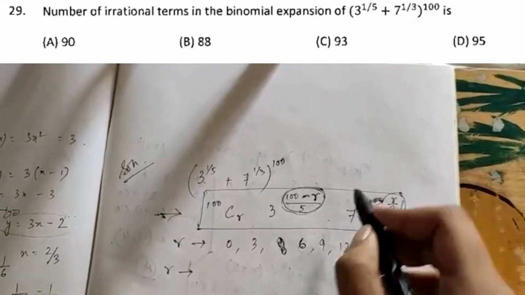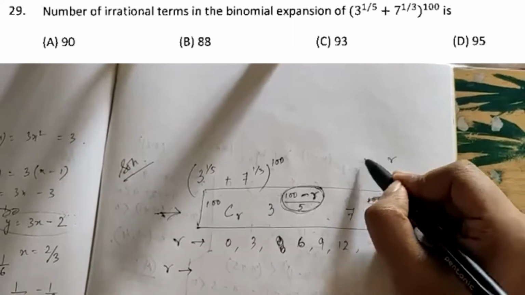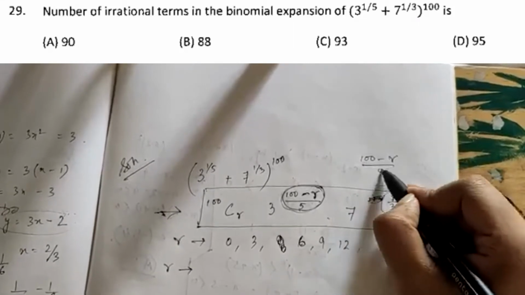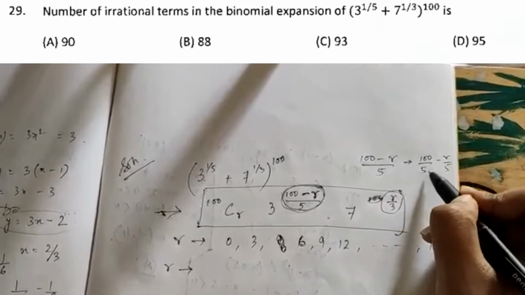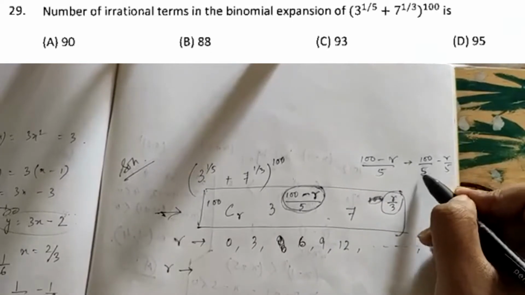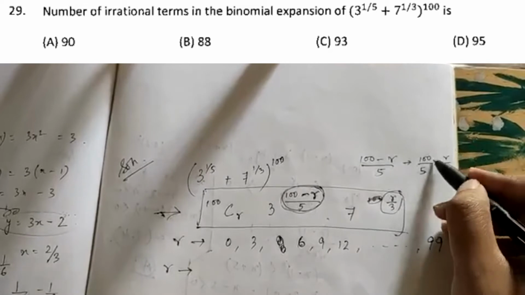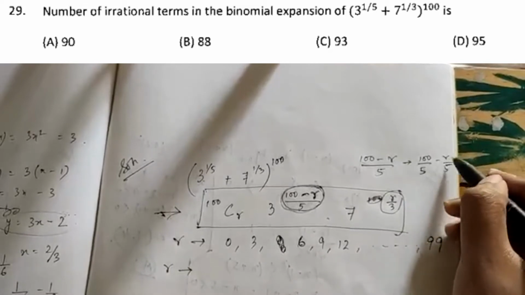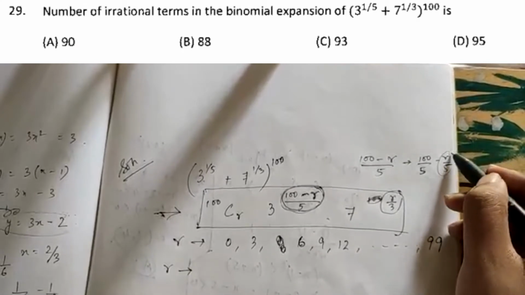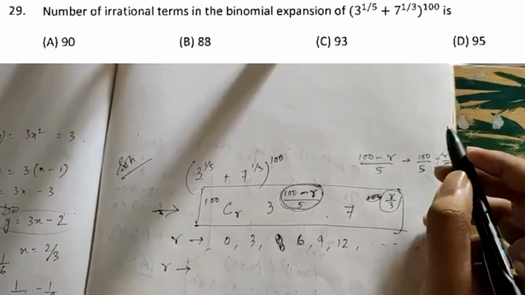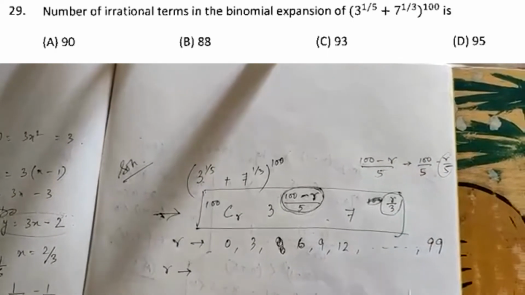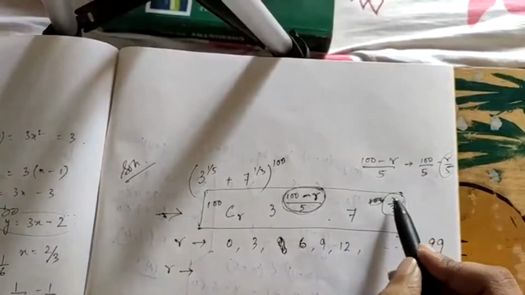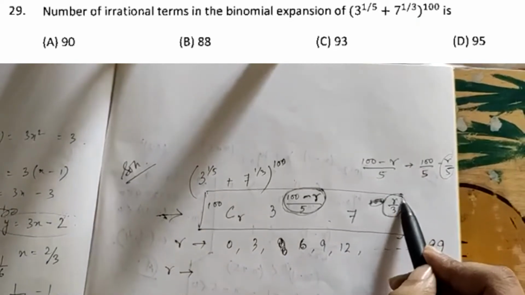Okay, what I am trying to say is 100 minus R by 5, we can write it as 100 by 5 minus R by 5. 100 by 5 is definitely divisible, since 5 divides it, it is a multiple of 105. And then R by 5. So to make R by 5 integral, R must take an integral value that is divisible by 5, and here also R has to be divisible by 3.